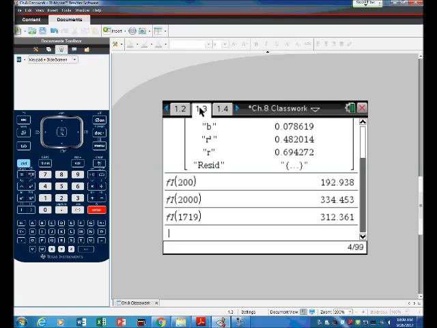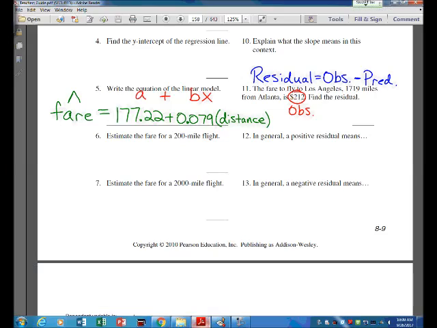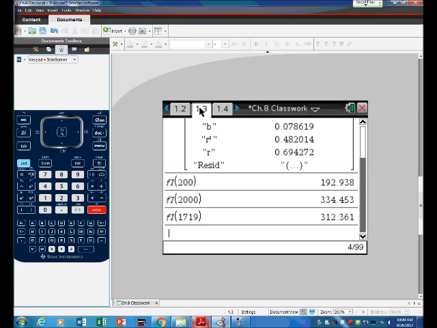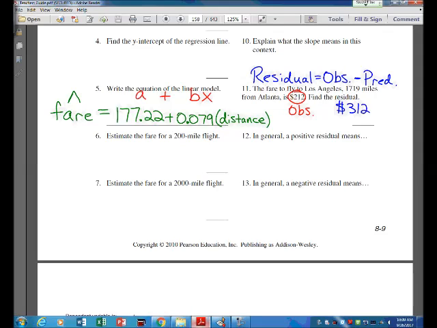So 312, all right, I forgot. We'll just round it 312 since they gave 212, but 312.36, okay? So the observed is 212. The predicted is 312. So to find the residual, it would be negative $100. Okay? So negative $100.